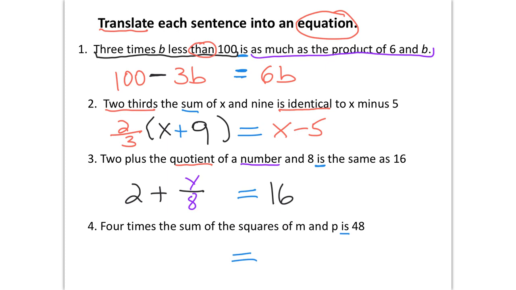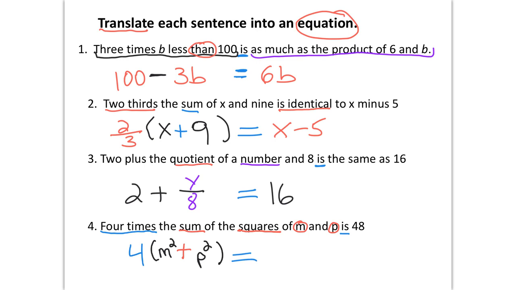Now you have to really understand what the square means, and the squares means you have exponent of 2. That's square. Now you guys do have the squares of m and p. So first, I'm just going to put 4 times the sum, and I'm using parentheses because inside of the parentheses, I will have the sum. So there's the plus, the sum of what? The squares of m, so it's m squared, and p squared.